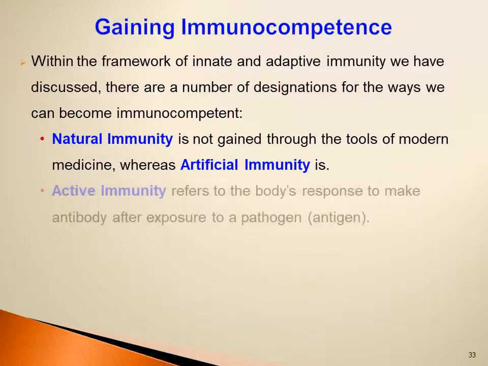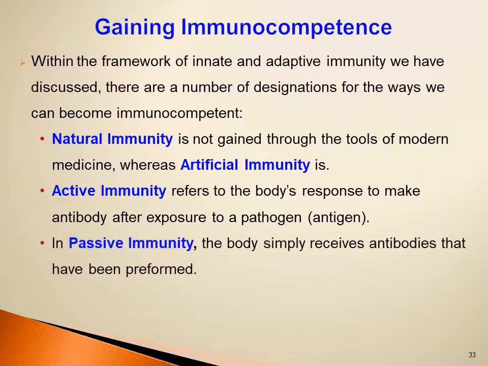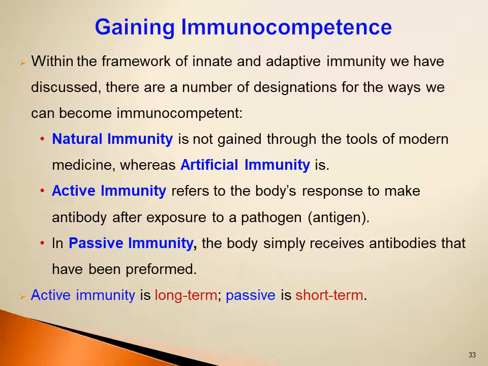We have also active immunity, which refers to the body's response to make antibody after exposure to a pathogen or an antigen, and there is something called passive immunity. The body simply receives antibodies that have been preformed outside the body. Active immunity is long-lasting. Passive immunity is short-term. It will be lost once the given antibody's lifespan ends.